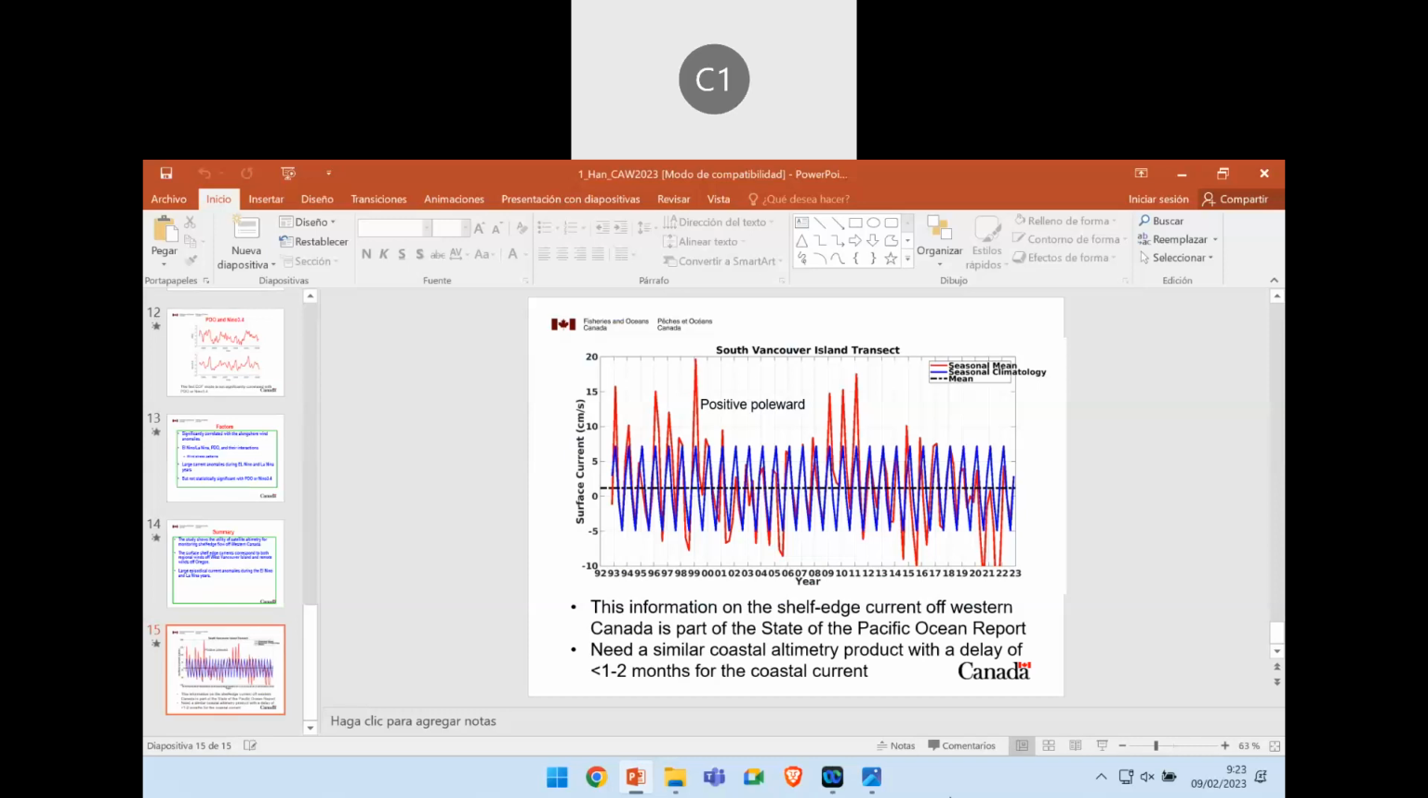So I would like to borrow this at some point so that I can use it when I need to give some instructive presentations, because this shows exactly how altimetry can be used for a very simple purpose.